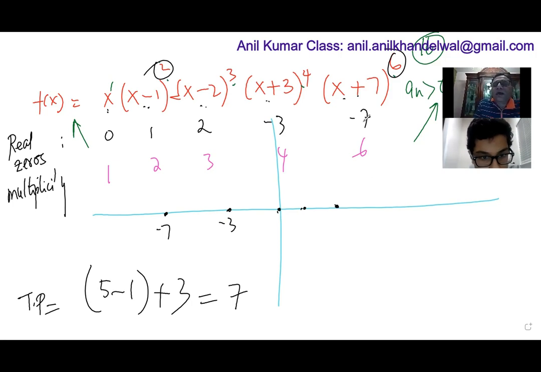So 7 has order of 6, which is even. So if I hit this curve, I will have to turn because it is even multiplicity. 6 means it will be very flat and then turn. Now at minus 3, again it is going to turn because the multiplicity is even, it is 4, right?